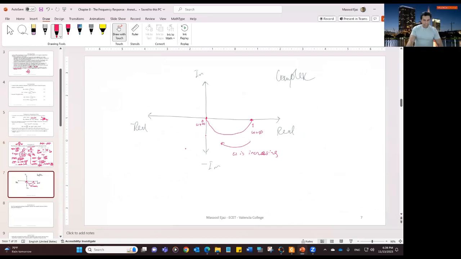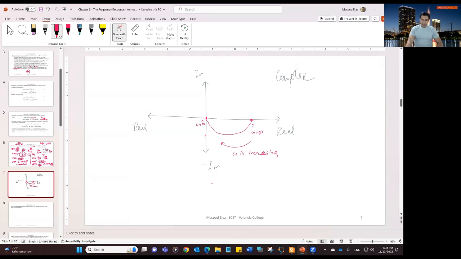So if omega is increasing its value, then it's going to start at 1, which is omega 0, and then it's going to move towards the origin at omega equal to infinity or very close to infinity. The value of magnitude is going to be 0, or the value of x and y, real and imaginary, both parts are going to be 0. So it's going to be at the origin.